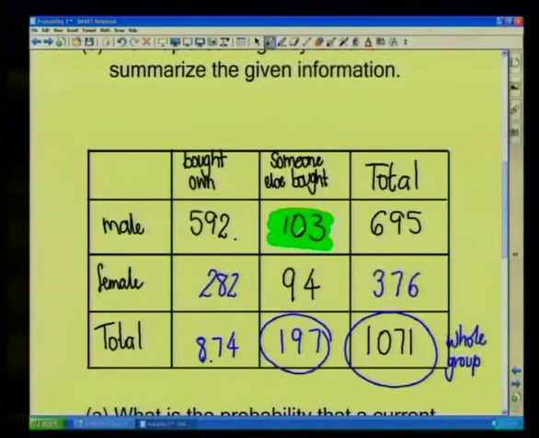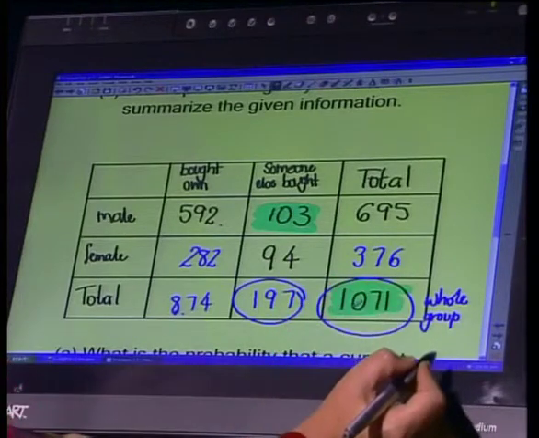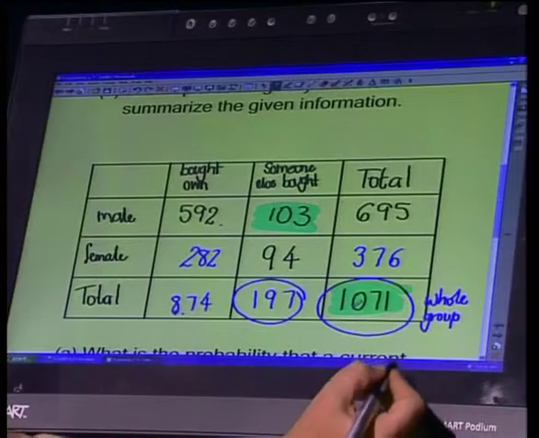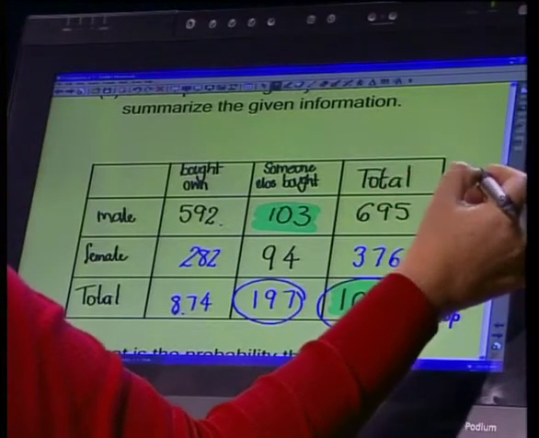Now what is my denominator going to be? What is my bottom number going to be? It's going to be how many people we asked altogether. Now how many people did we ask altogether? Again, it's my whole group. So my top number is going to be 103 out of a total of 1071.